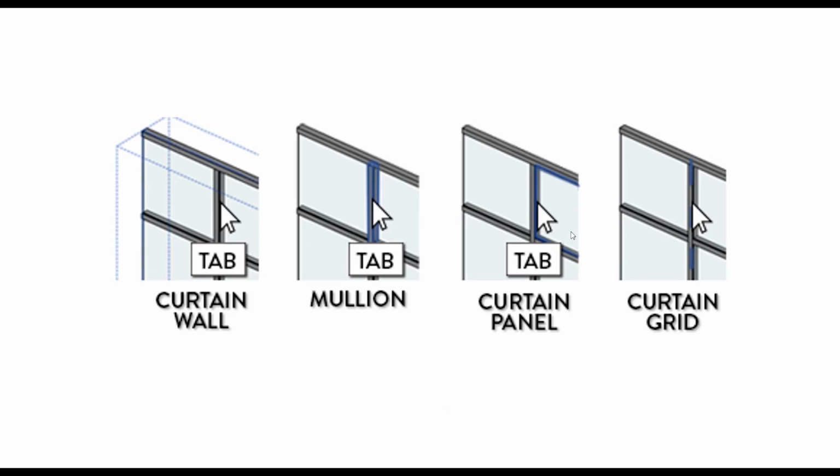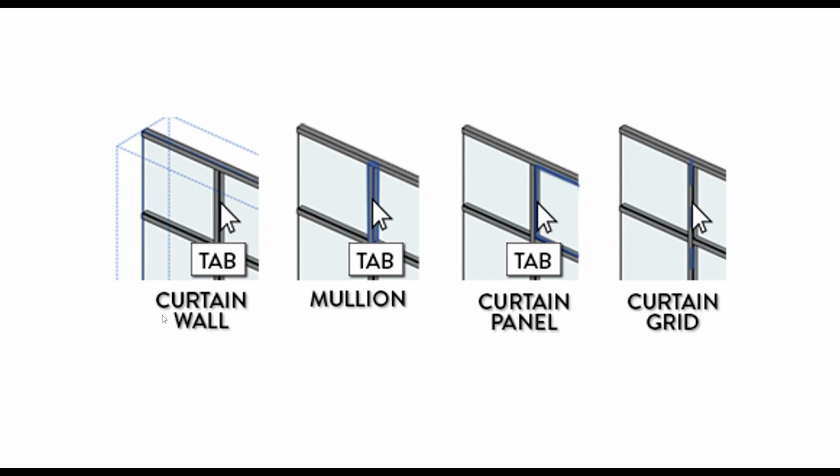A curtain wall has four primary elements, which are wall, panel, grid, and mullion. To edit them in Revit, you must select them individually. This might seem challenging at first, but you can use the Tab key to cycle through and select a specific part of a curtain wall.